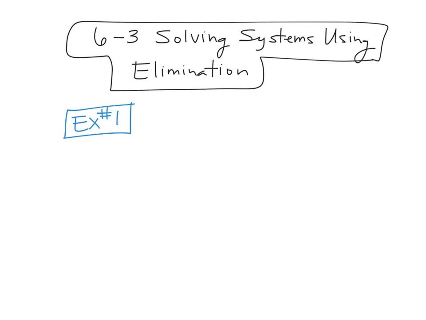Here's how it goes. You will have one equation, 2x plus 5y equals 17. And you'll have another equation, 6x minus 5y equals -9, okay?